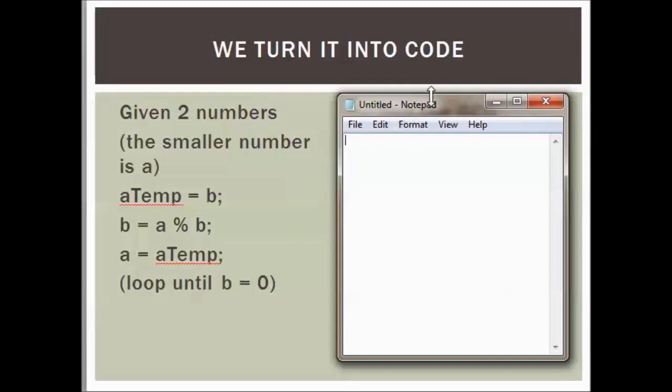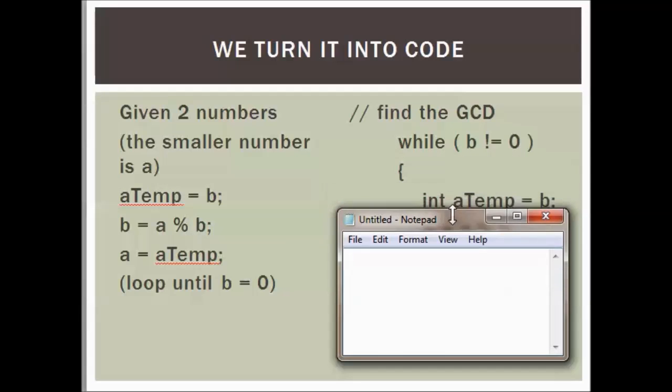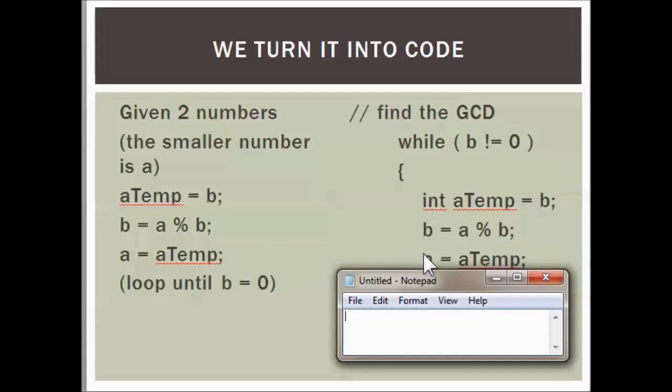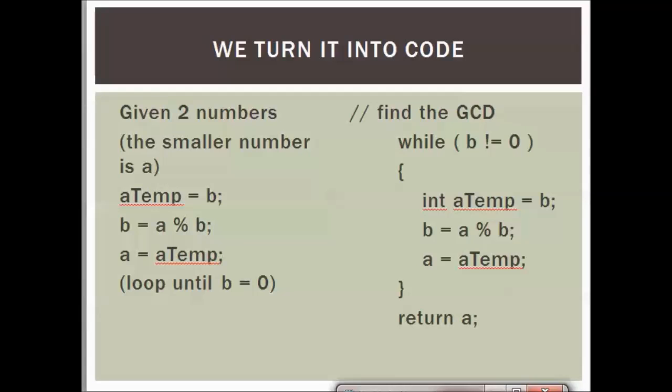So then we're going to turn this into real code. So we're going to say loop until B equals 0. So as long as B is not equal to 0, then we've got our code in here. The same code as we have here. And then, of course, the value we return is A.